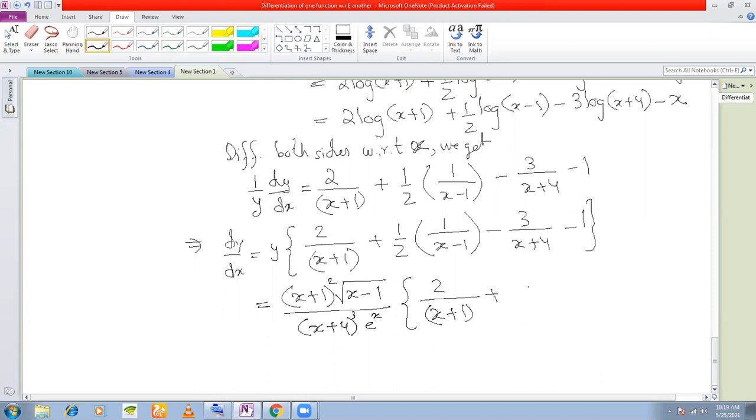If you would have differentiated directly, then you would have come across a lot of problems. You could have made mistakes in simplification, but with the help of logs, this differentiation has been made very easy. So here are the two most important applications where log is used. Okay, let us try some more problems.